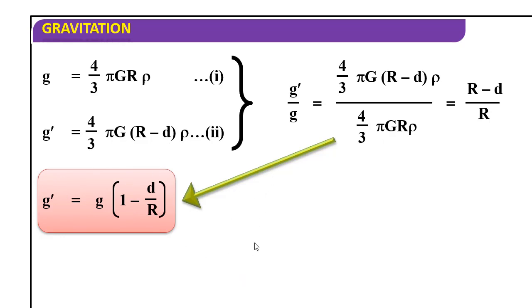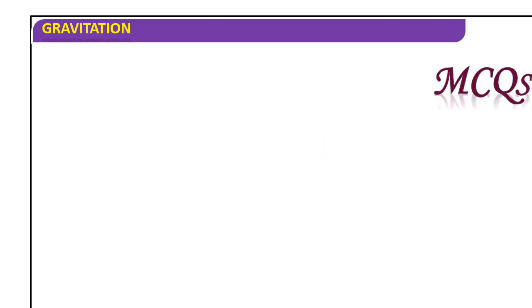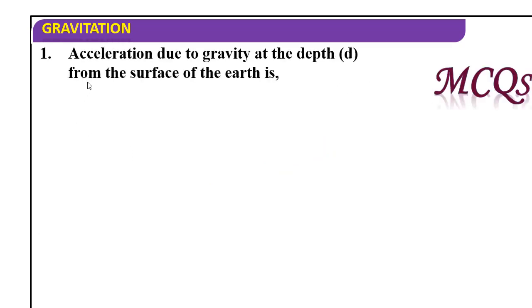Inside the earth, here also the value of acceleration due to gravity decreases with depth. On the surface the value will be maximum. If you are going down into the earth or up above the earth, in both cases acceleration due to gravity decreases. So acceleration due to gravity at the depth d from the surface of the earth is, this is the formula we just discussed.